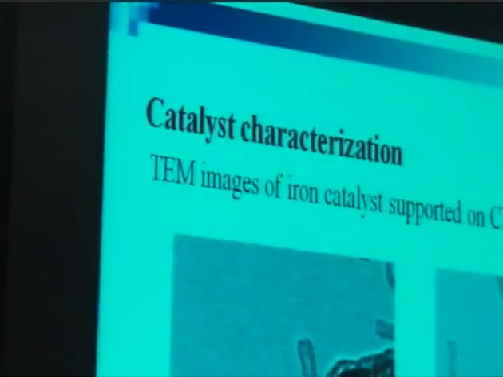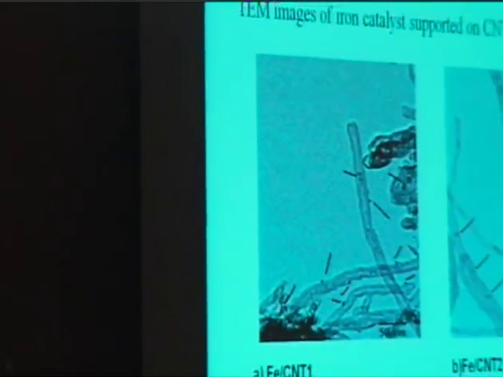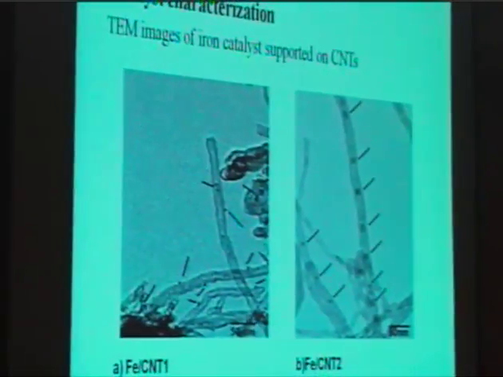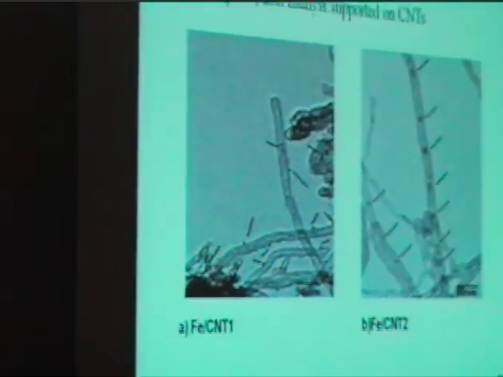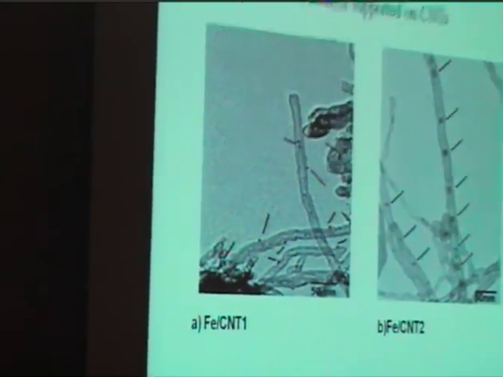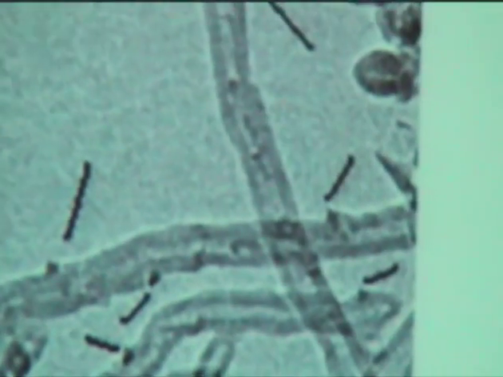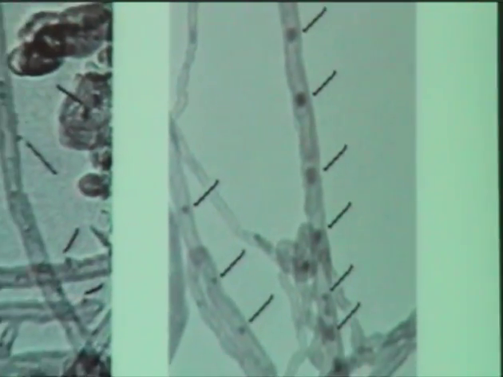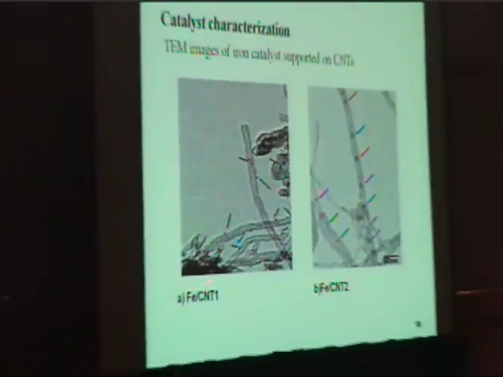After that, we moved on to catalyst characterization. First of all, we tried TEM images on our catalyst. The good thing about nanotubes is that we can easily see the catalyst, which is very favorable for any catalytic studies. So here, this is our CNT1.